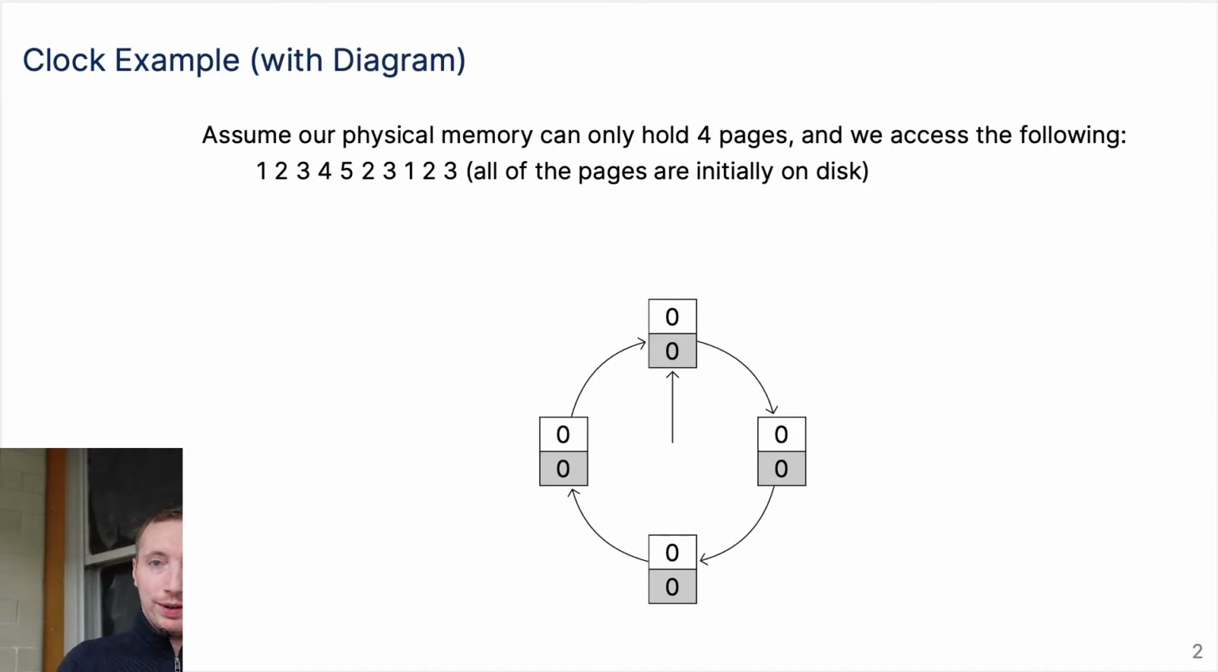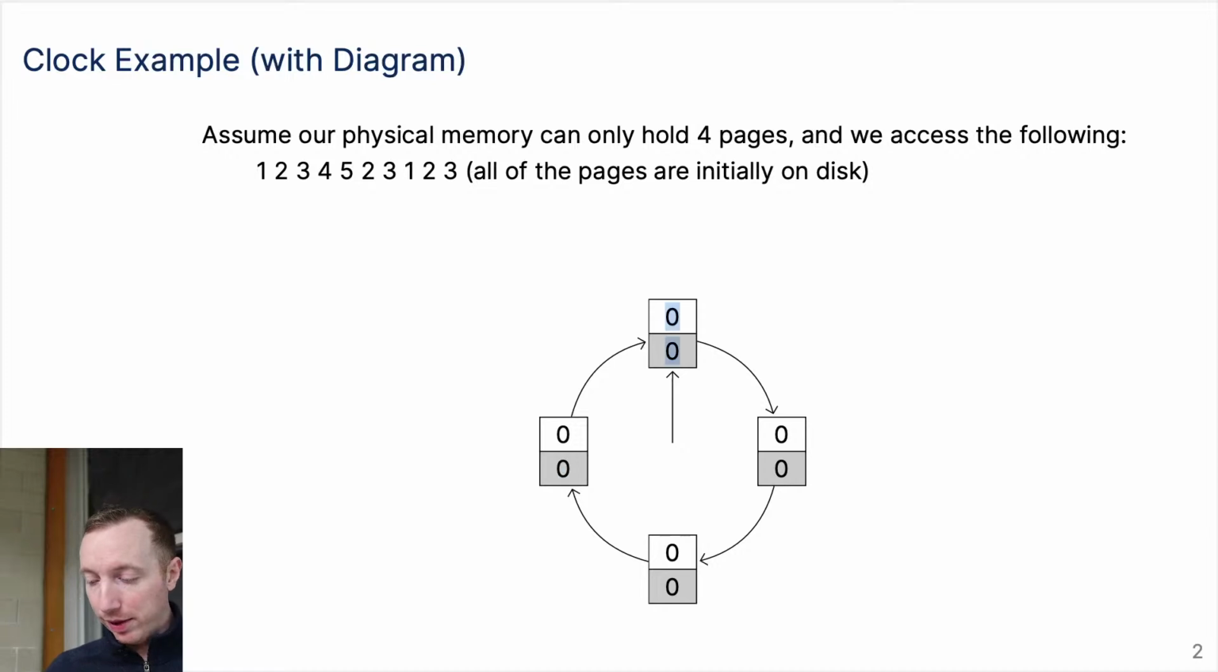So this is what it's going to look like. This is our question. We're going to assume, again, physical memory can only hold 4 pages, and then we have the following accesses: 1, 2, 3, 4, 5, 2, 3, 1, 2, 3. And again, we're always going to assume that all pages are initially on disk.